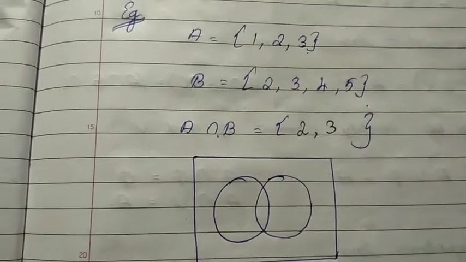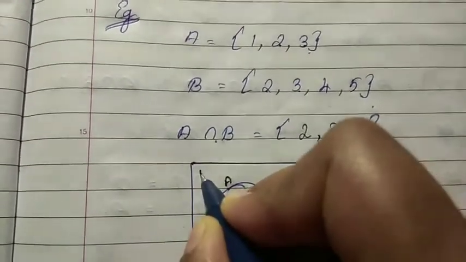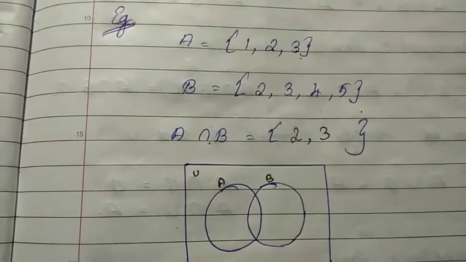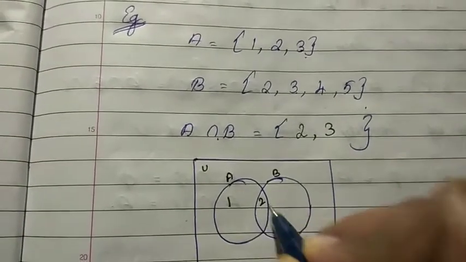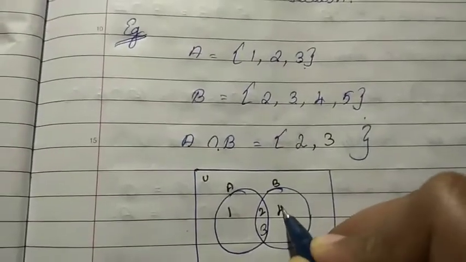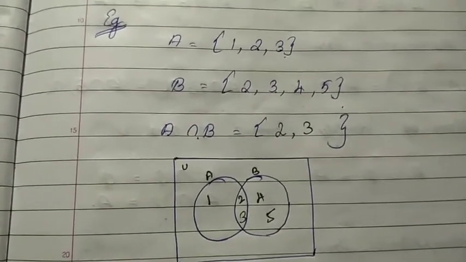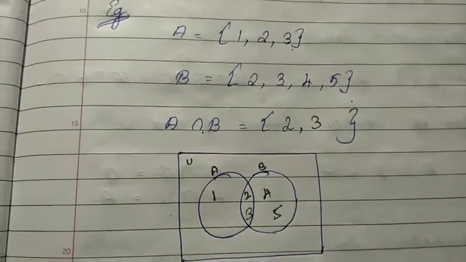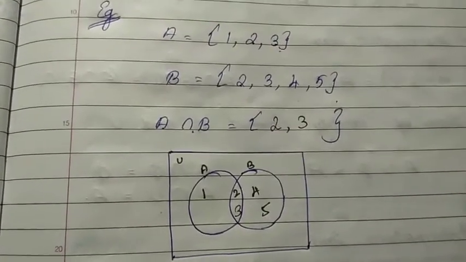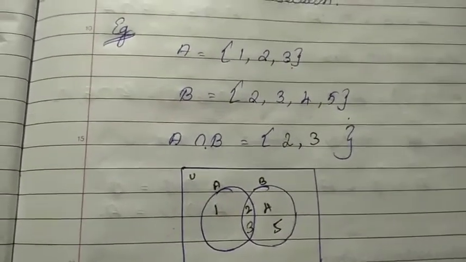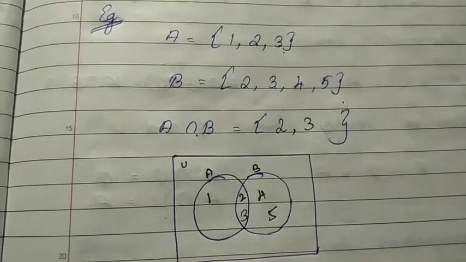As we did for the previous example, I will be doing for A and B and this will be U. Since my universal set is not given, I'll just leave it like that and I will have 1 here, 2, 3, and 4 and 5. I have already taught you why I am writing like this. So now let me show you how to do it in the Venn diagram. See here, we have taken only the common elements. We have not taken all the elements.